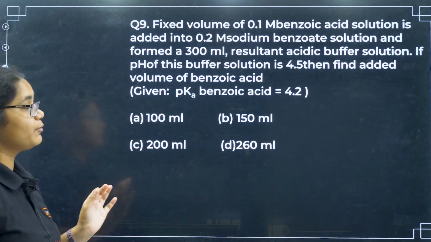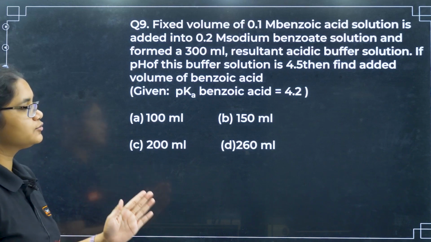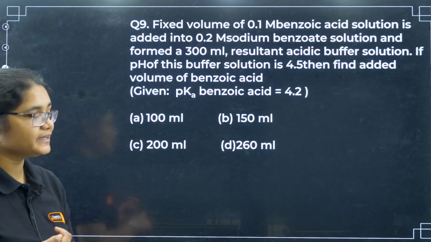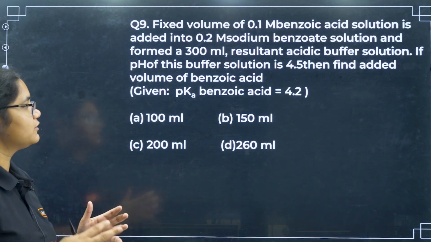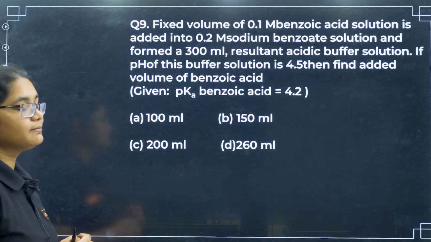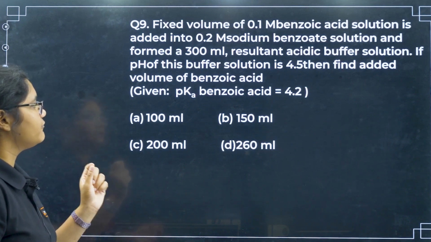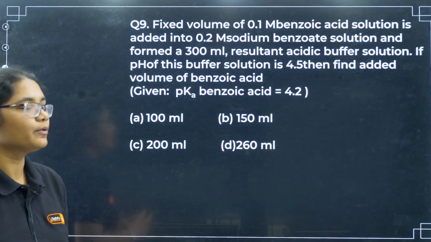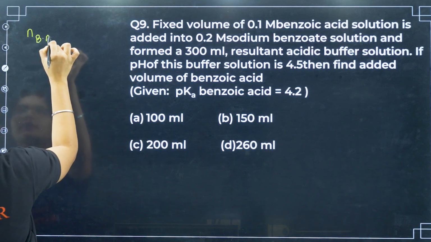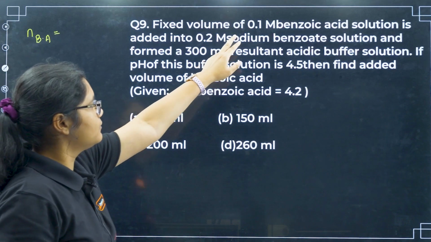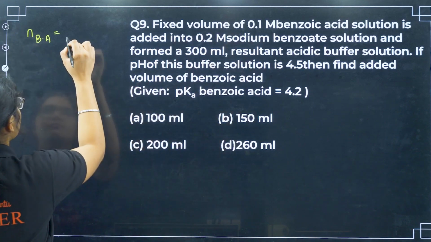Now a fixed volume of 0.1 M benzoic acid solution is added into 0.2 M sodium benzoate solution. So you can see a weak acid and a salt of the weak acid, and they formed a 300 mL solution. The total volume is 300 mL, resultant acidic buffer solution. If the pH of this buffer solution is 4.5, then find the volume of benzoic acid added. First of all, let us calculate the number of moles of benzoic acid. I am writing BA for benzoic acid. Molarity is given and volume is fixed, so let's take the volume as X. So what is the number of moles of benzoic acid?